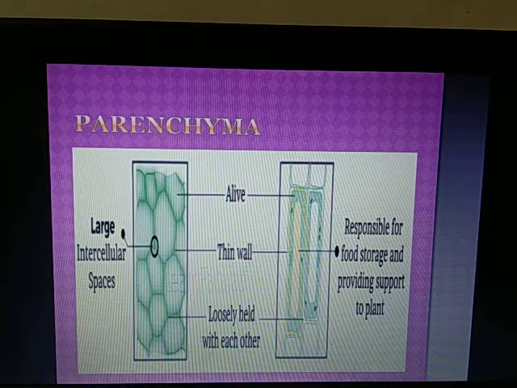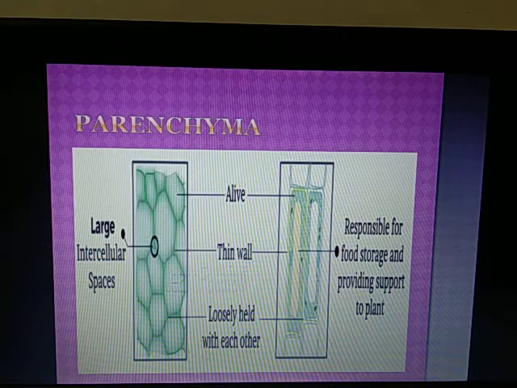Now they may or may not have space in between the cells. As you can see on the screen, a large intercellular space is present, so it may or may not be present. They may be loosely packed or compactly packed.